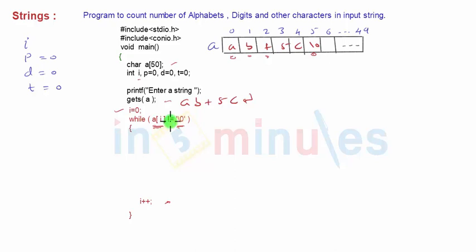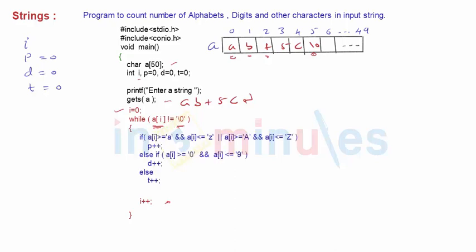And then while moving through the string, we'll keep counting the characters using if else. That is, if the ith character is an alphabet, increment P, else if it's a digit, increment D, else increment T. And then finally we'll output the alphabet count, digit count and others count, that is P, D and T.